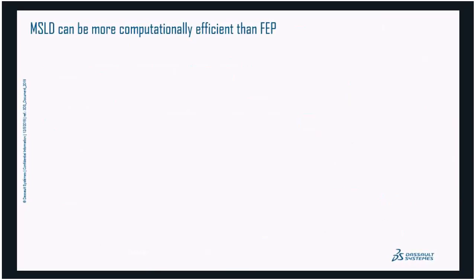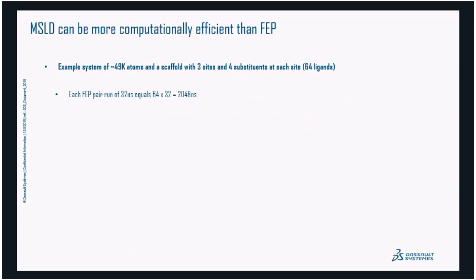But MSRD can be more computationally efficient than FEP. As an example, if you look at a system that's about 49,000 atoms that has a scaffold with 3 sites and 4 substituents at each site, we're going to have about 64 ligands. If for each FEP pair you want to run 32 nanoseconds, that 32 nanoseconds is a cumulative time from each lambda window, times that by 64, you're going to be simulating just over 2 microseconds of simulation.